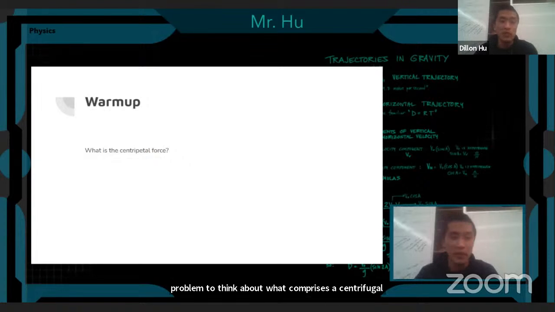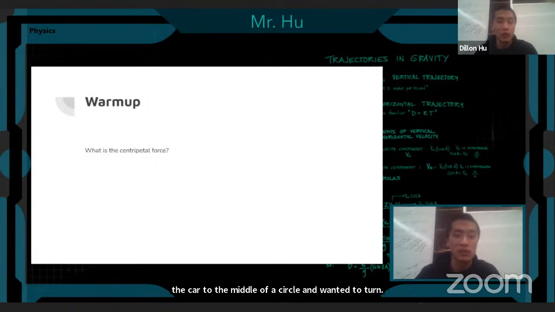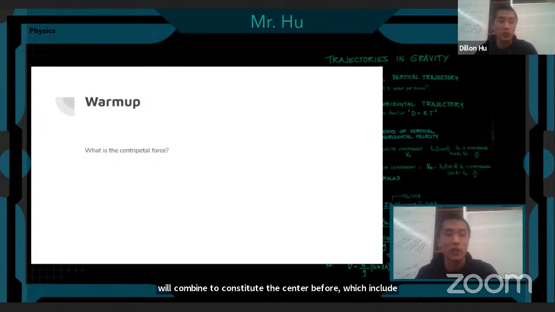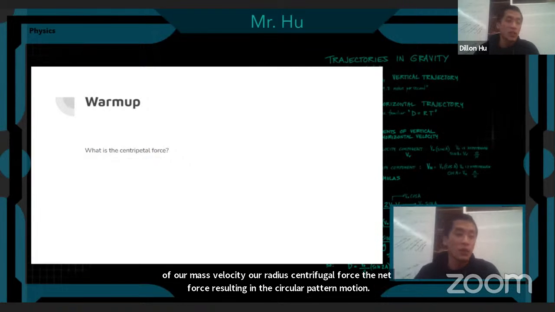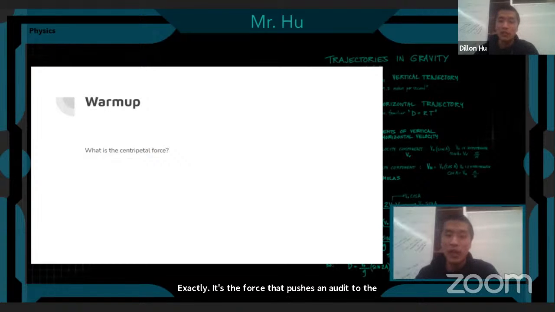Centripetal force is the force that pushes and accelerates the car to the middle of a circle and allows it to turn. It's actually more of a net force necessary to accelerate the car in a circle, as various forces combine to constitute the centripetal force, which include gravity, friction, and normal force. m v squared over r: m is mass, v is velocity, r is radius. Centripetal force is the net force resulting in the circular path of motion. Exactly. It's the force that pushes an object to the center of a circle. It's an imaginary force, more of a net force, as it's a combination of multiple forces that produce a centripetal force. Exactly. It's like a made-up force.